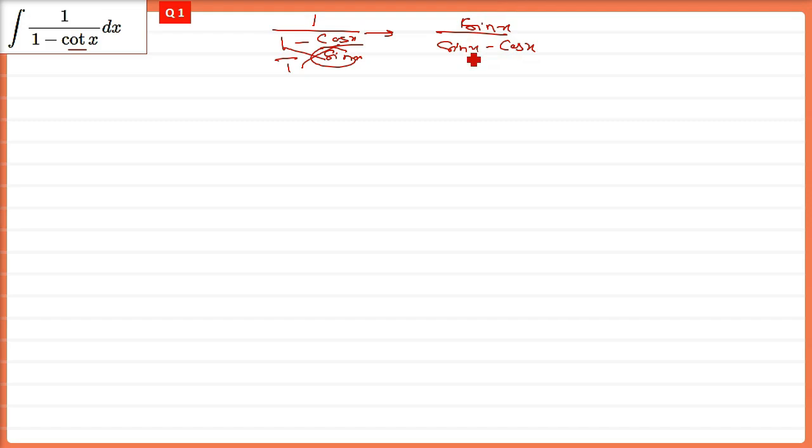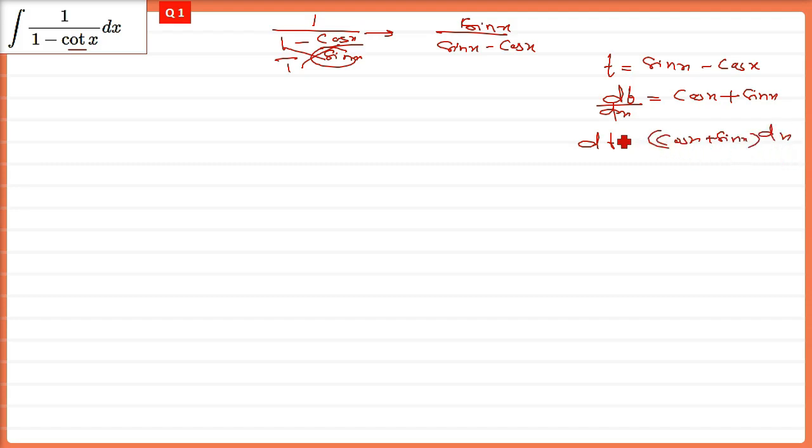Now what to do with this sin x? So that we can get either the denominator or the differentiation of the denominator. If I take t equals to sin x minus cos x and differentiate this, dt by dx will be what? It will be cos x, and cos x will be minus sin x. So it will be cos x plus sin x. So dt will be cos x plus sin x dx. So we have got cos x plus sin x.